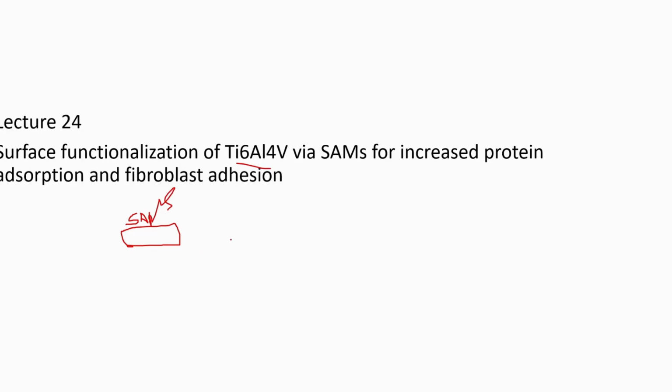Then different techniques were used to analyze the protein adsorption over it and cell adhesion. Cell cytotoxicity, increase or decrease in the fibroblast adhesion, surface area available for adhesion. All those things were discussed after functionalization. So these were all the topics that were covered in this week. And now we'll discuss the assignment problems that were based on these topics.